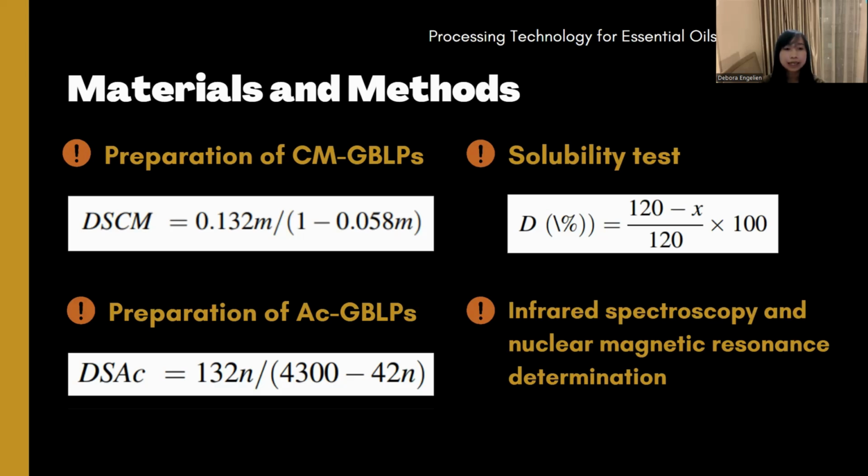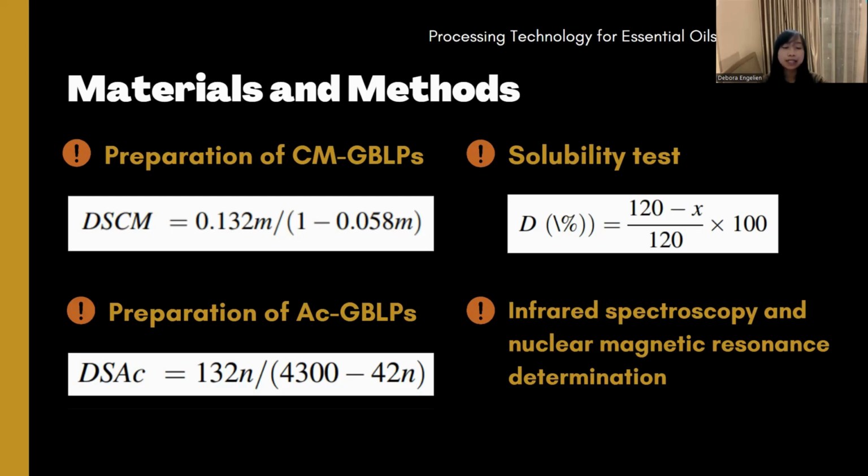And then the equation is 0.132 divided by 1 minus 0.058 dm, where dm is the amount of sodium hydroxide consumed per gram of sample calculated from the titration.